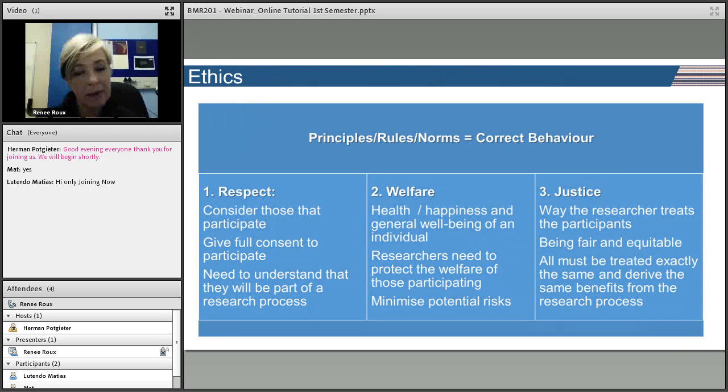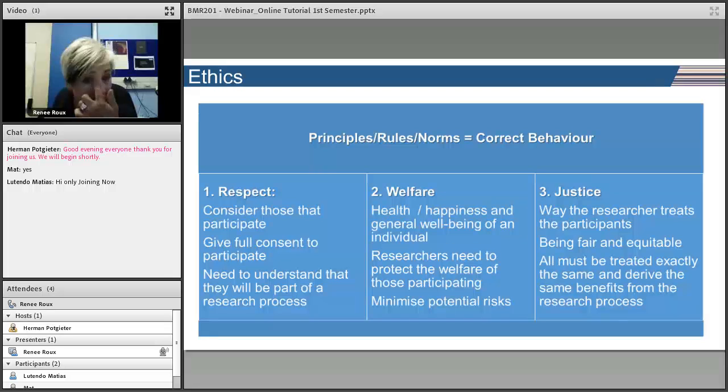So let's just recap again. Ethics is a set of principles, rules, or norms that ensure that there's correct behavior. And I think the correct behavior is balanced on three principles, three legs that support this correct behavior. The one is respect, the second one is welfare, and the third one is justice. What do we mean by these three concepts?